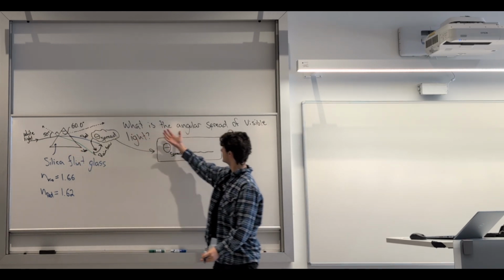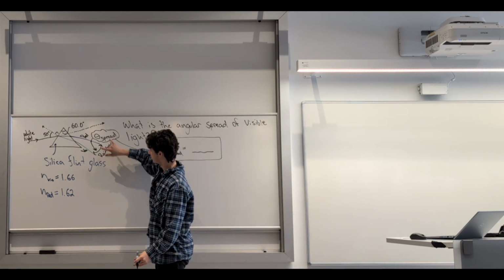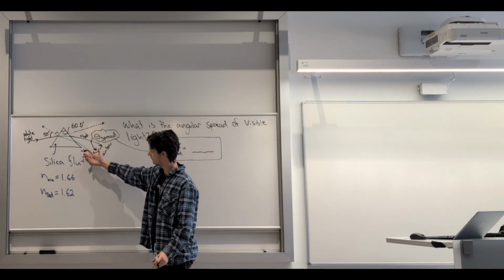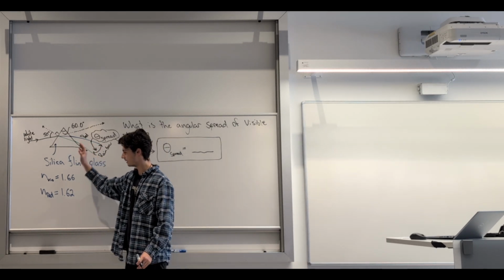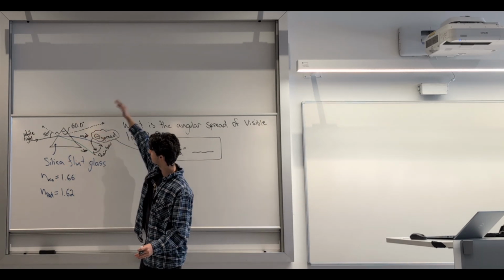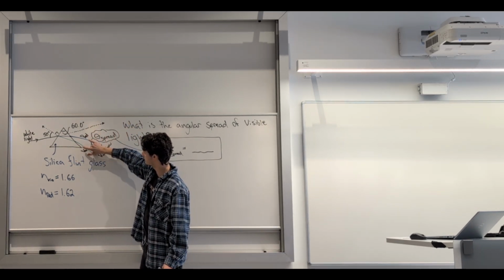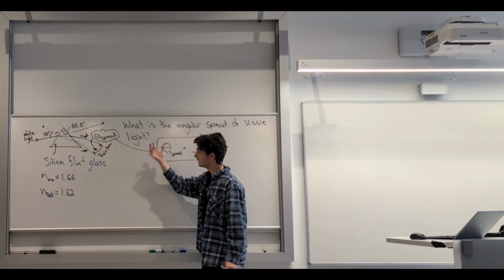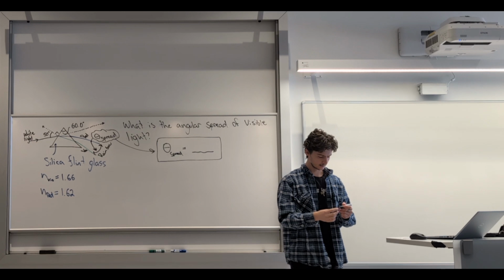So the problem is, what is the angular spread of visible light? Visible light starts with the red color in the rainbow and it ends with the violet. If you go further this way, you get into some other light rays that are not visible to the human eye. And if you go further this way, you have some other invisible to the human eye rays. So this is the rainbow, the visible light, and this right here is the angular spread which we are looking for. That's what the problem is asking us.